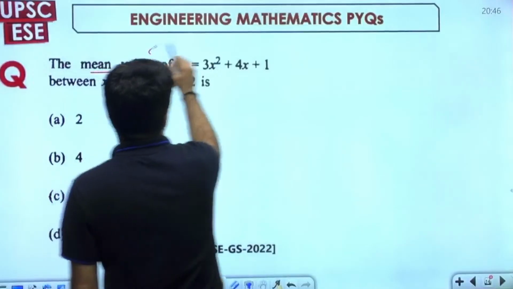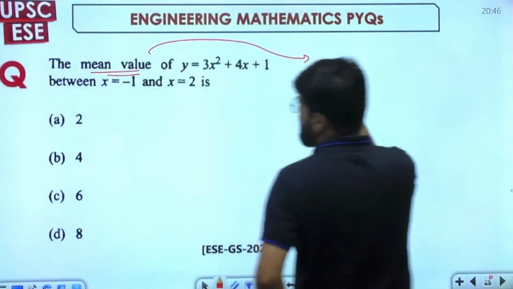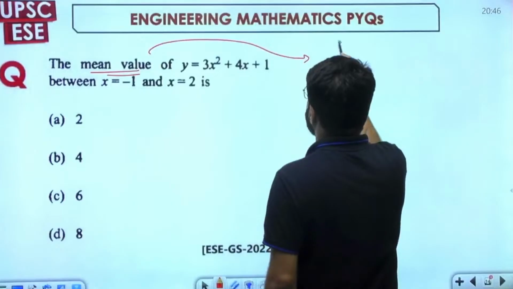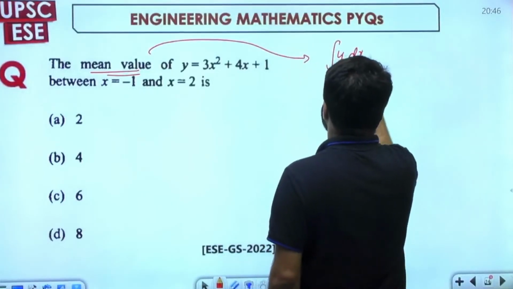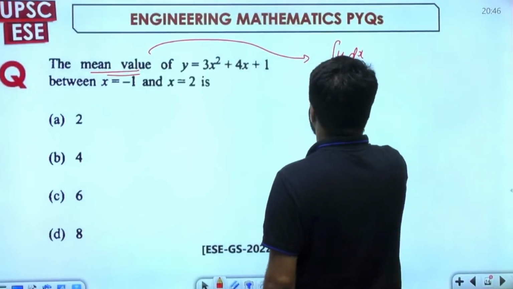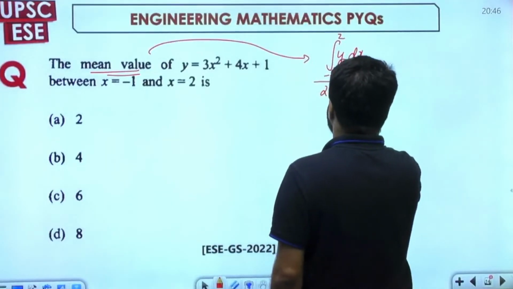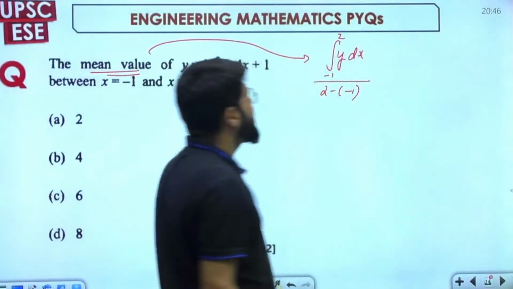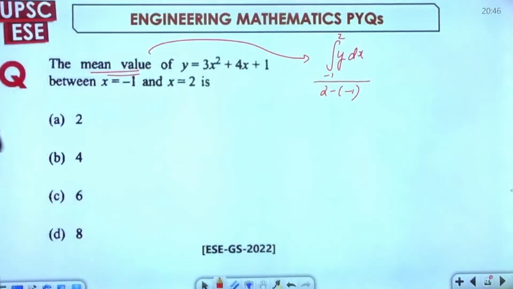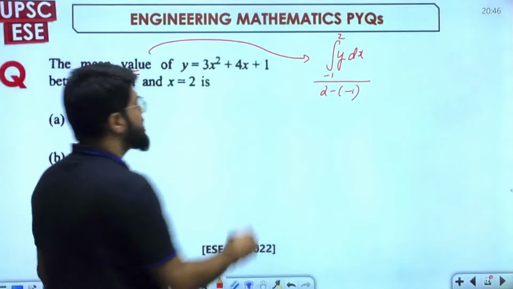Mean value of any y, which is a continuous function of x, is given by the integral of y dx from how much to how much they're asking? From -1 to 2, divided by the length of the interval. The average is the integral for that particular range divided by the length of the range. This is the calculation that needs to be done.